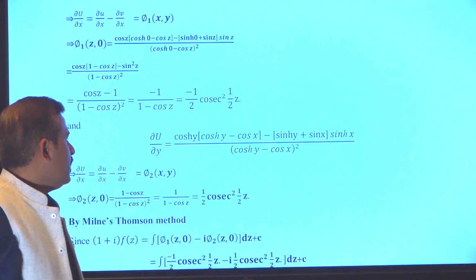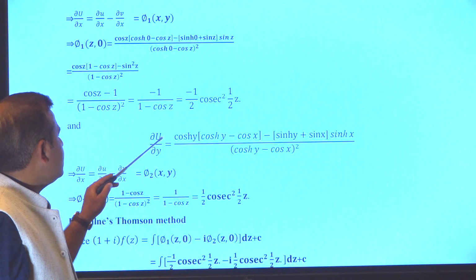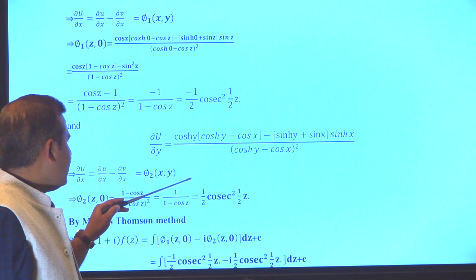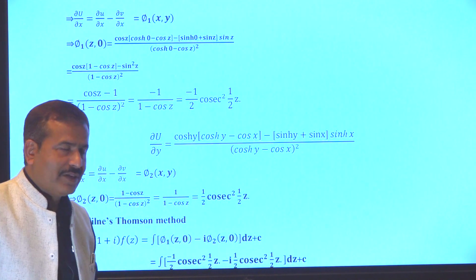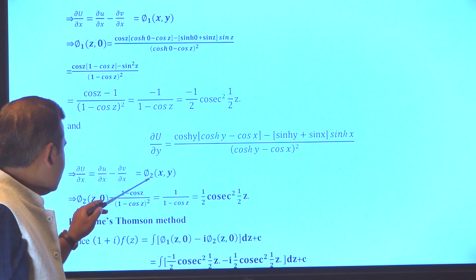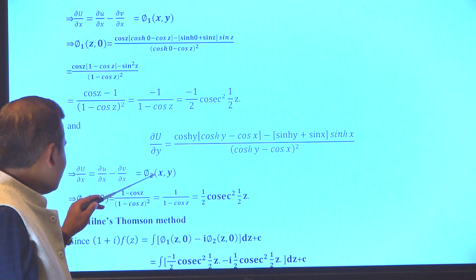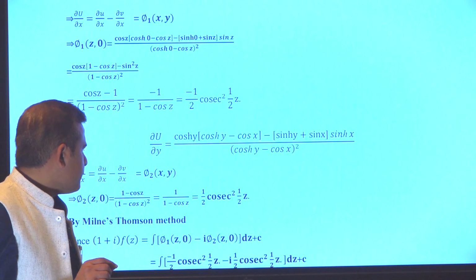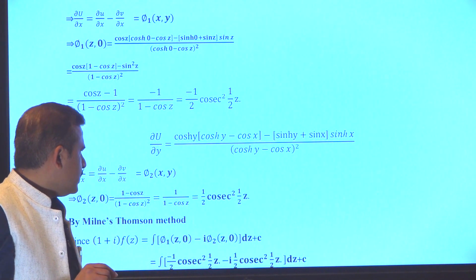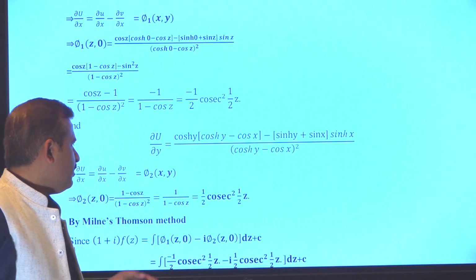Now come to the another result, that is del v upon del y, and that should be denoted by phi 2 of x comma y. So this is phi 2 of x comma y, and after substituting the value, x should be replaced by z and y should be replaced by 0.